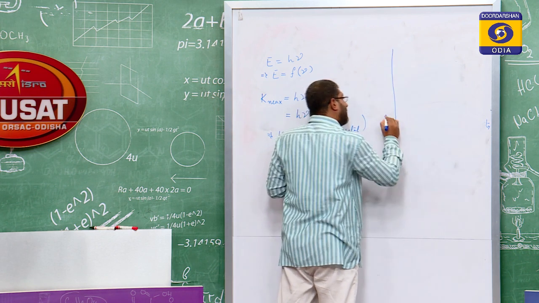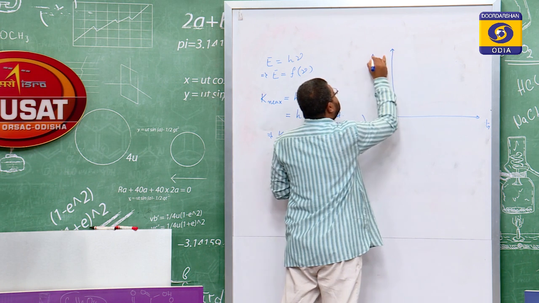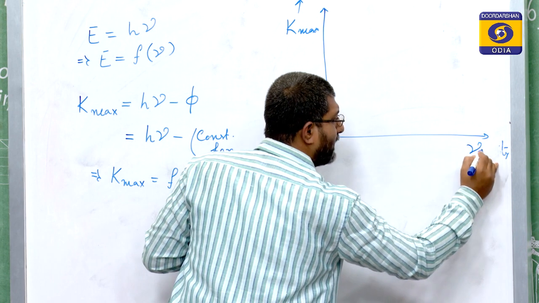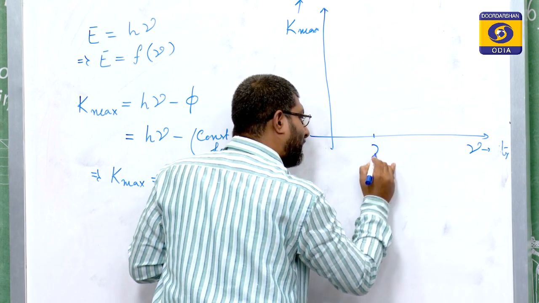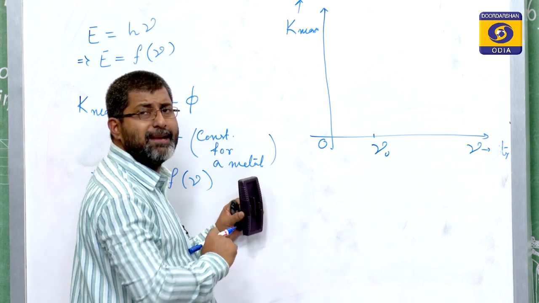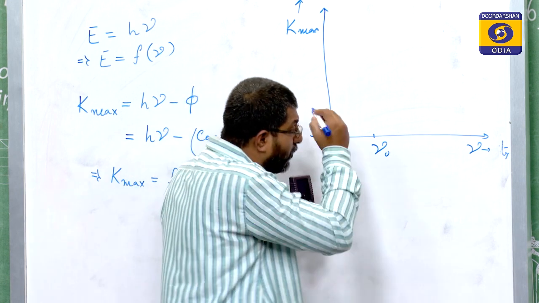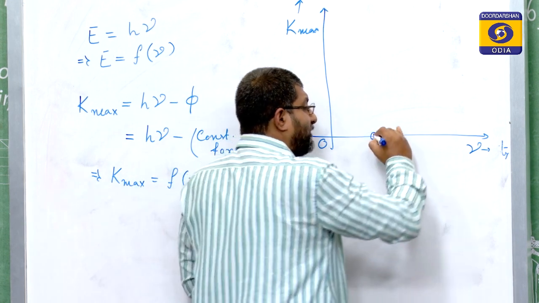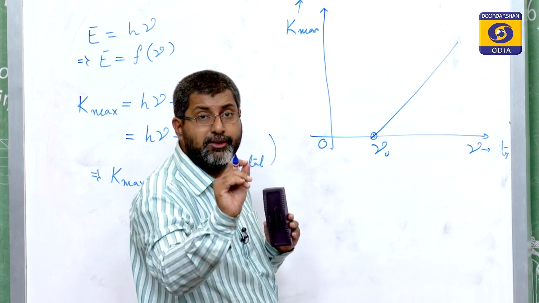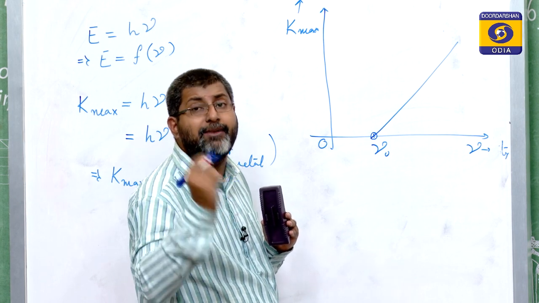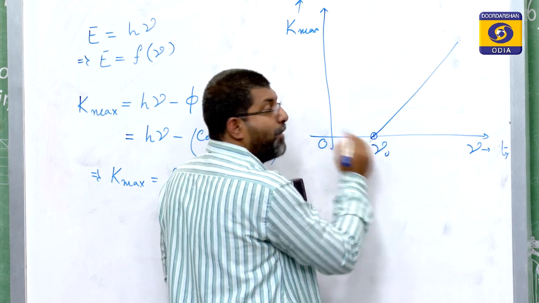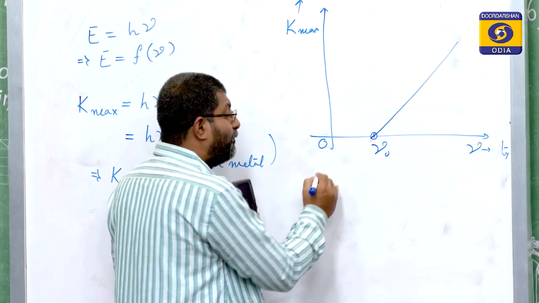If this is the x-y axis, on this axis I have taken K max, and on this axis I have taken frequency. Remember one thing: so long as nu equals nu 0, electrons are emitted with 0 kinetic energy. So, this curve will start from here only. Why? Because at nu equal to nu 0, electrons are emitted with 0 kinetic energy. So, at this point nu equal to nu 0, K max equals 0.